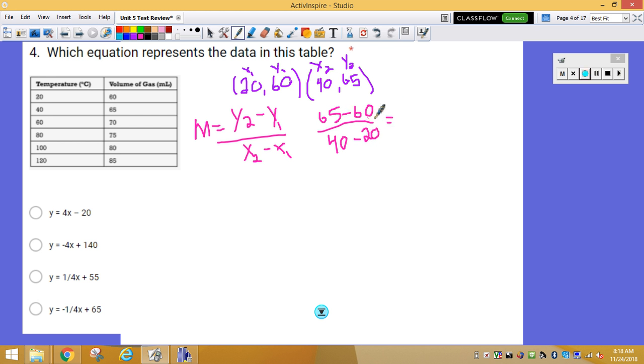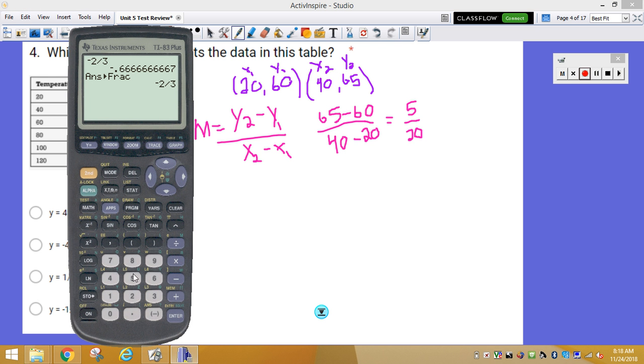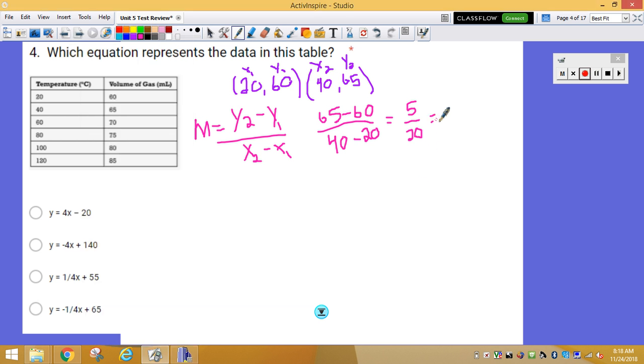Then we subtract. 65 minus 60 is 5. 40 minus 20 is 20. Last step, we're going to divide those. 5 divided by 20. Change it to a fraction, hit math, enter, enter. So your slope is 1/4. Okay, from here, well actually I'm done, because look at my answers. My slope here is 4, that's not right. My slope here is -4, that's not right. My slope here is 1/4. My slope here is -1/4. So the only one that is correct is C.